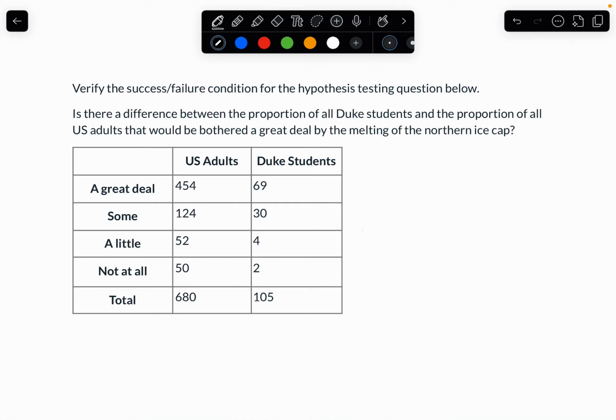In this video, we're going to continue our work with hypothesis testing for proportions, but now we're going to move into, well, what if I have two populations or two separate proportions? So I'm going to work with this statement right here.